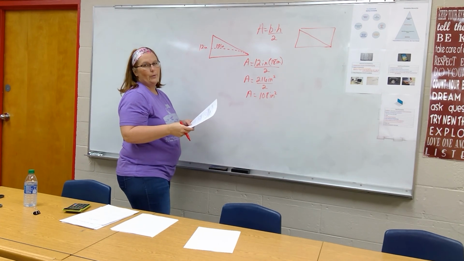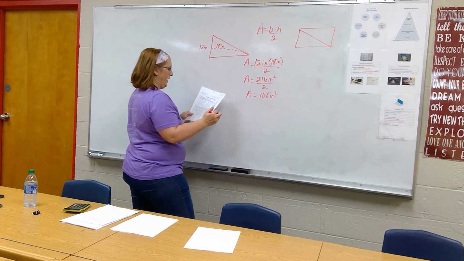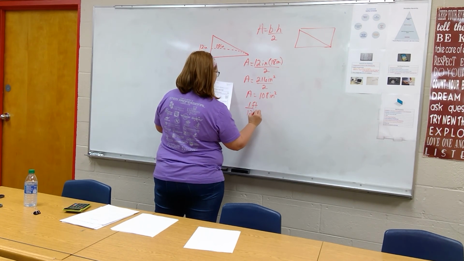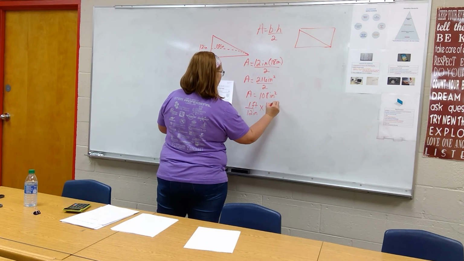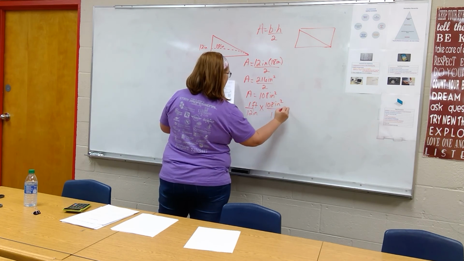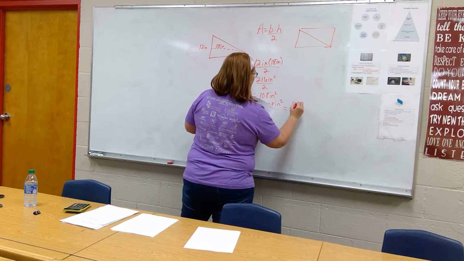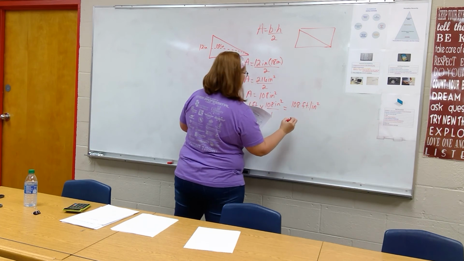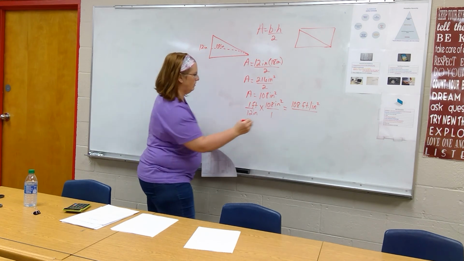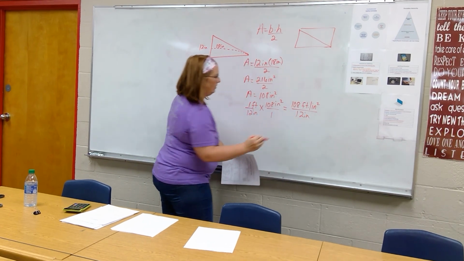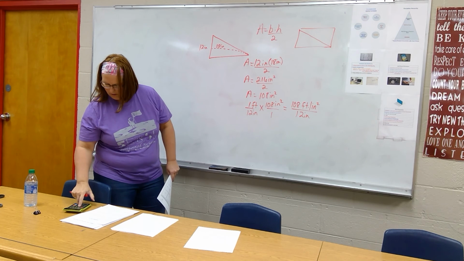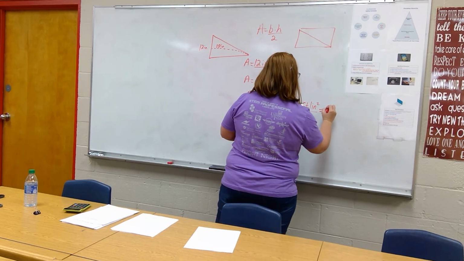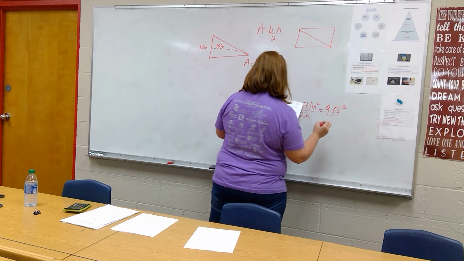But that's in inches. We need it to be in feet, so we're going to have to multiply. There's 1 foot per every 12 inches times our 108 inches squared. 108 divided by 12 is going to give you 9 feet squared.